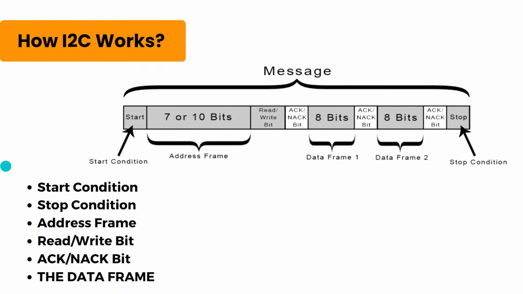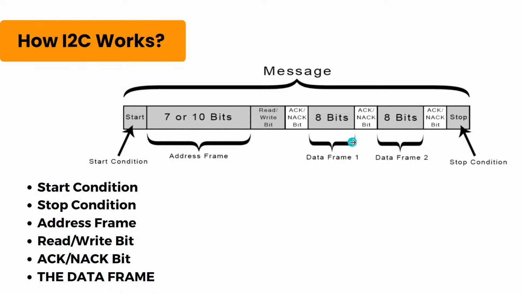Then coming to the acknowledgement and non-acknowledgement bit, each frame in a message is followed by an acknowledgement or no-acknowledgement bit. If an address frame or data frame was successfully received, an acknowledgement bit is sent to the sender from the receiving device. Only then do we know whether what I am sending is being received successfully or not. Then coming to the data frame, after the master detects the acknowledgement bit from the slave, the first data frame is ready to be sent. The data frame is always 8 bits long and sent with the most significant bit first.